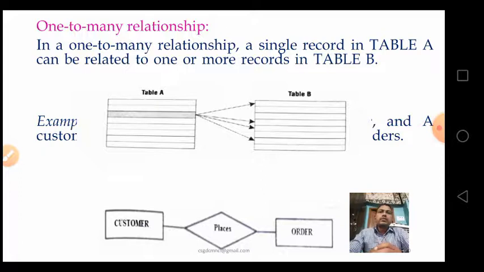Example: an order is related to one customer, and a customer can have any number of orders. A customer can order many items in a supermarket, hotel, or any other place. The customer will be only one person, and that customer can order many items in the supermarket. That is called a one-to-many relationship.